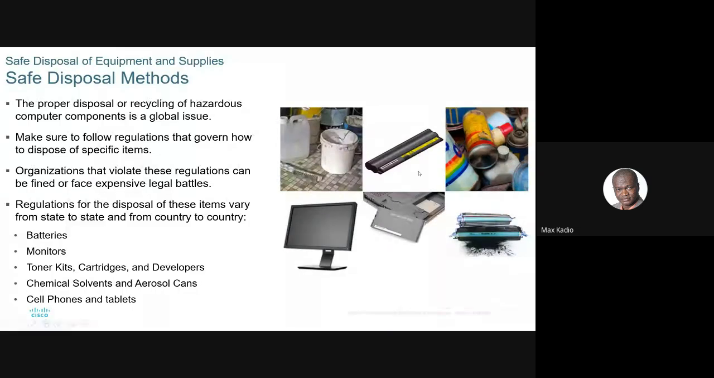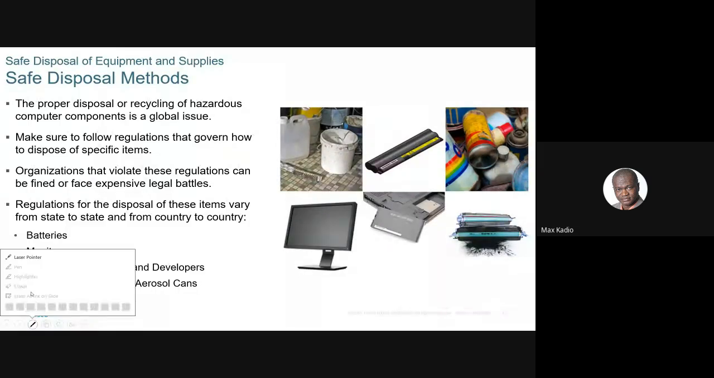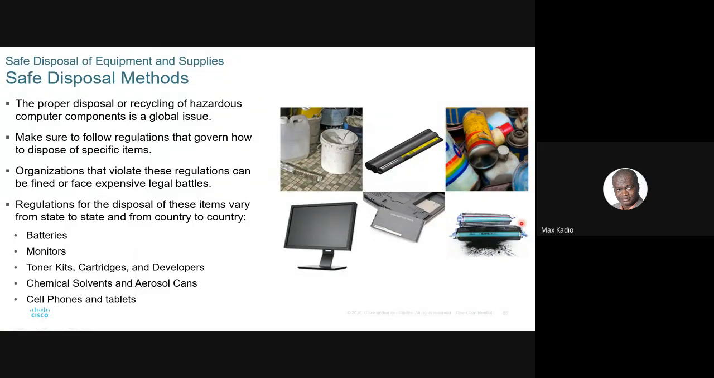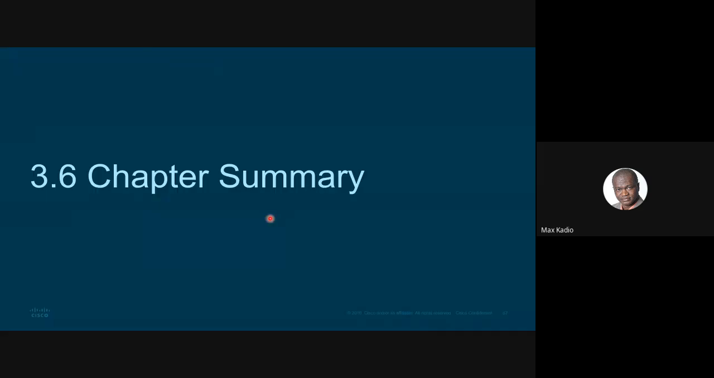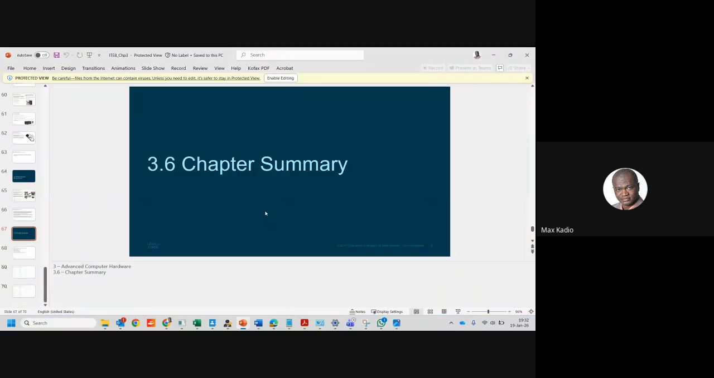Now, to protect, if you're not using some old stuff, there is a way. You must not just put them in the dustbin. No, do not dispose of them like that. With the disposal method, you put them somewhere, and a company will come to collect and destroy them. Okay, that's all for this chapter.